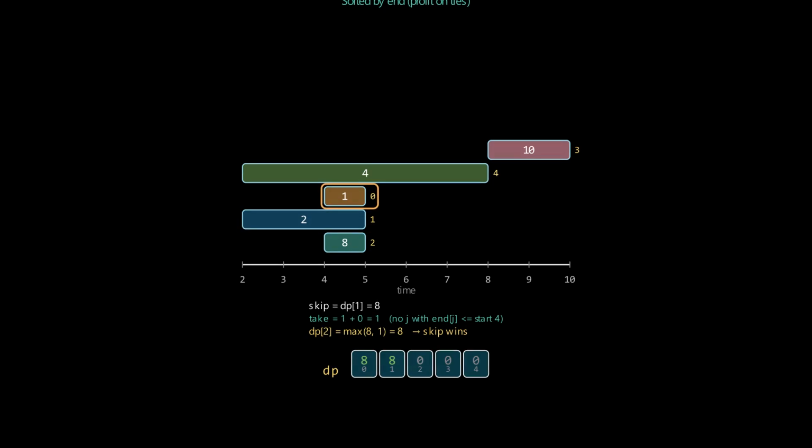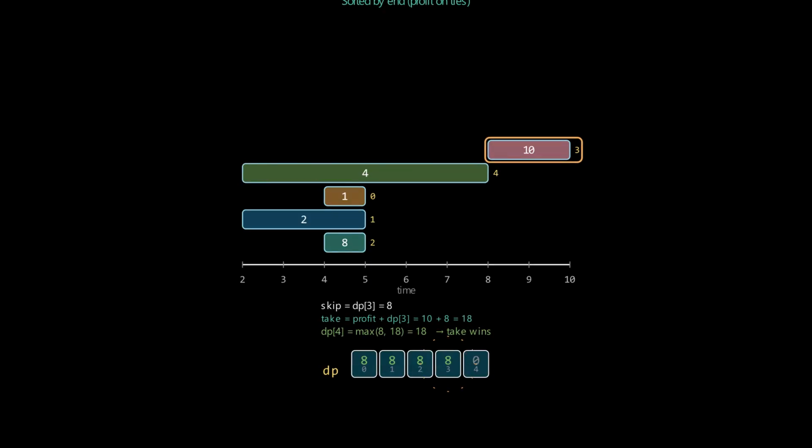Row 2 starts at 4. Still no earlier end time on or before 4, so take is just its profit 1. Skip is still 8. 8 wins again, so DP at 2 is 8. Row 3 starts at 2 again. Same story, no earlier end fits before its start, so take is 4 alone. Skip is 8. 8 still wins, so DP at 3 is 8.